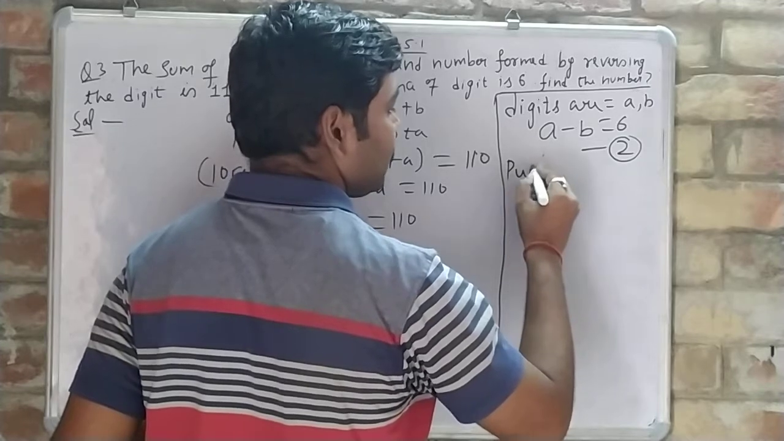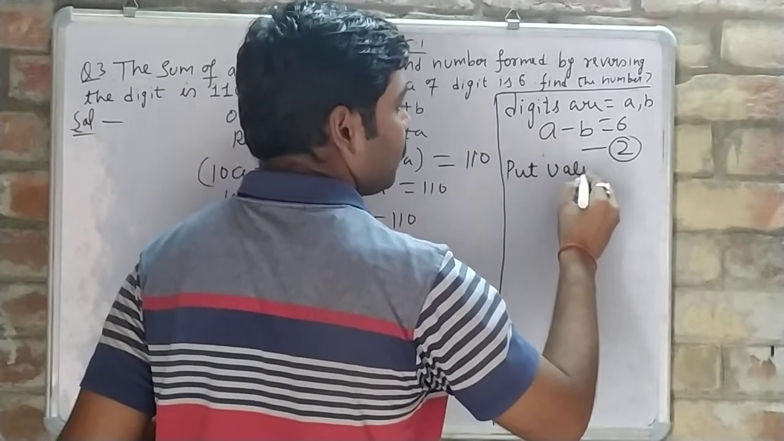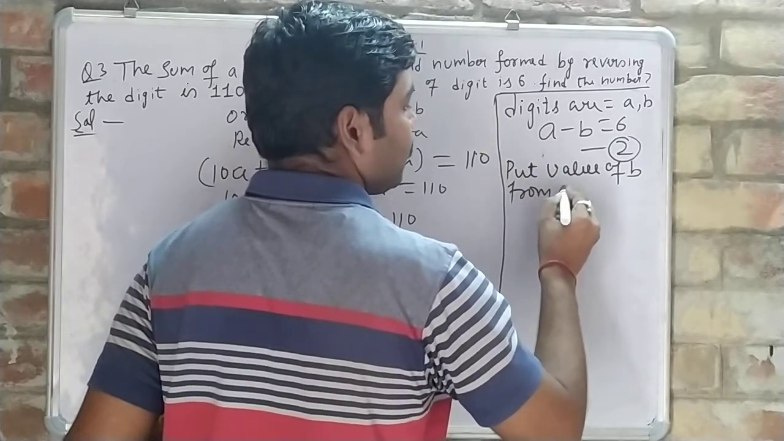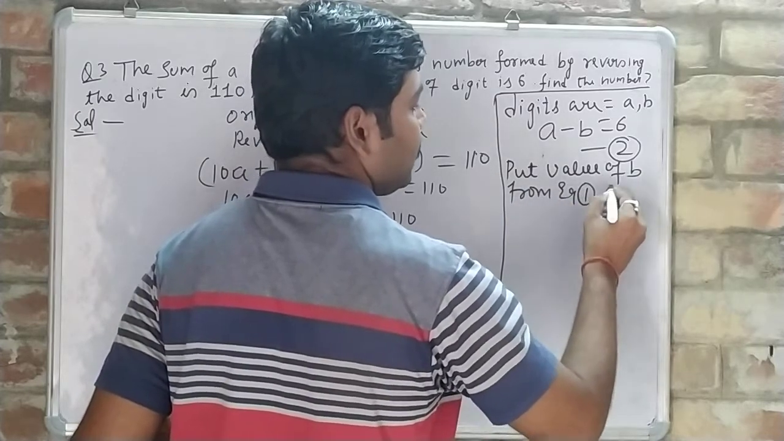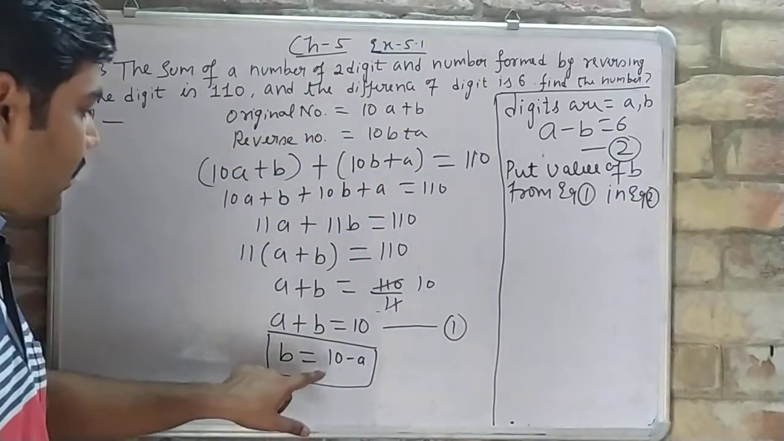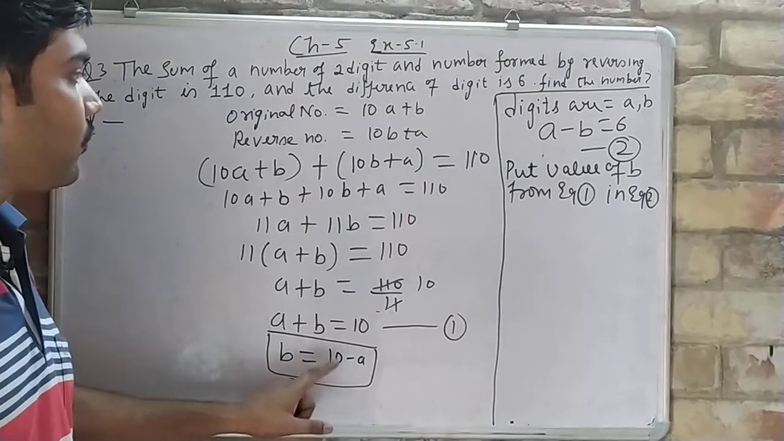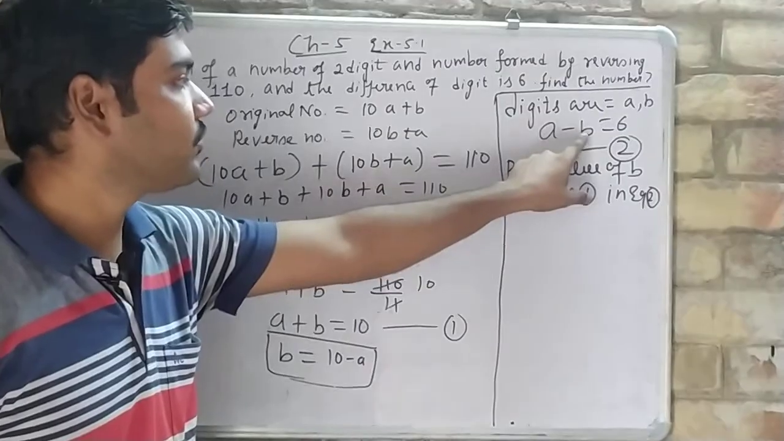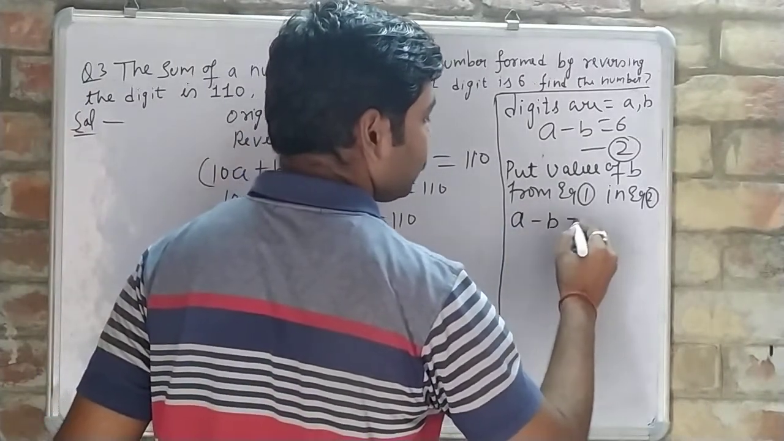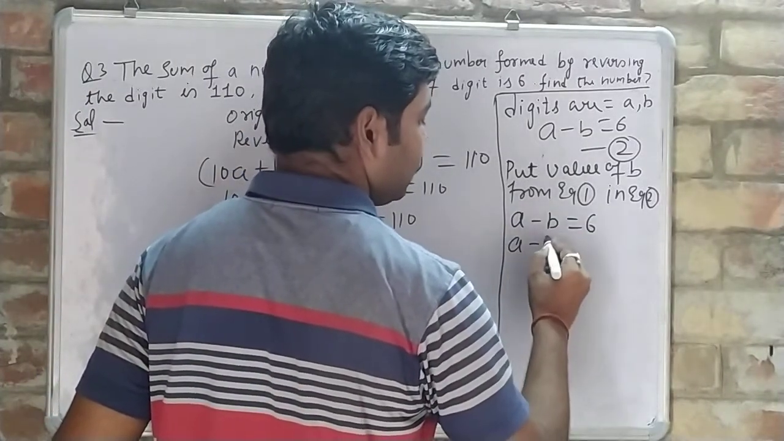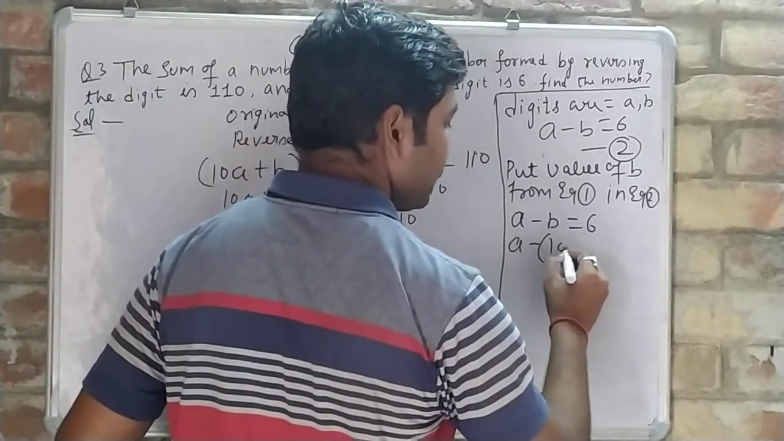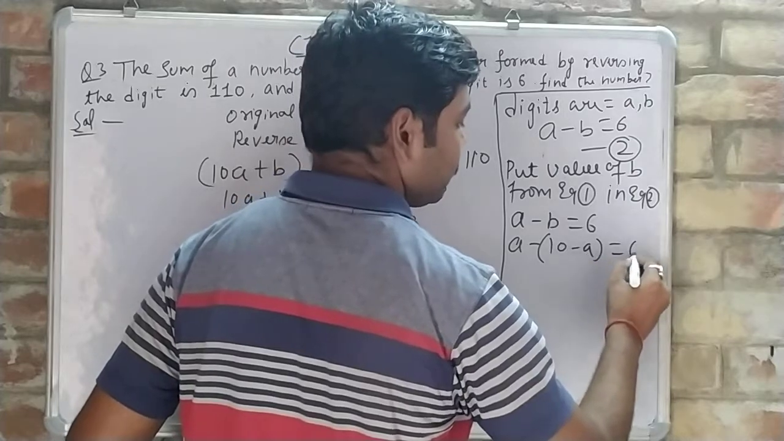Now we will substitute the value of B. Put the value of B from equation 1 in equation 2. That means in place of B, in A minus B equals 6, we put the value of B, which is 10 minus A. So A minus (10 minus A) equals 6.